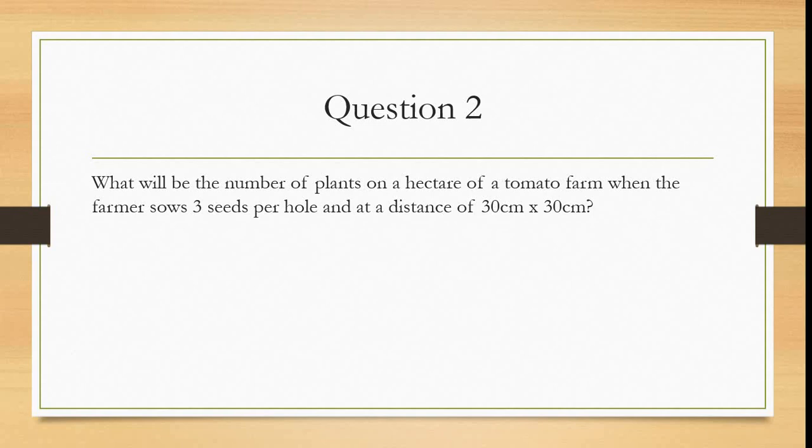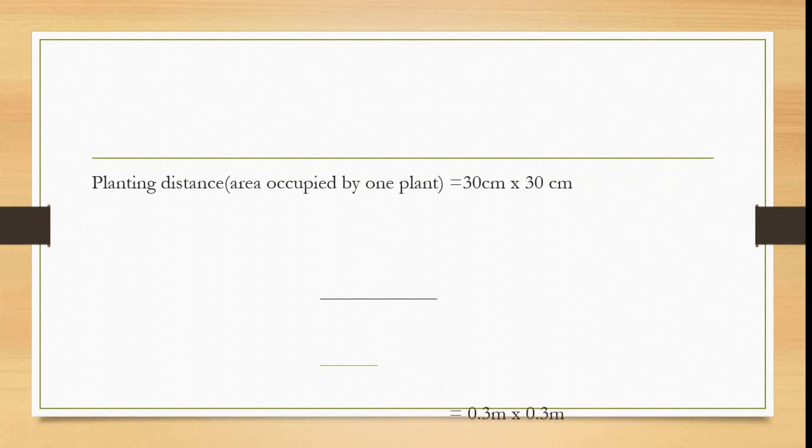All right. So you can convert that to meters squared by applying the rule that says that 1 hectare equals 10,000 meters squared. Now, we tackle the planting distance, we convert everything to meters. We're going to have 0.3 by 0.3. Is that not it? So 0.3 by 0.3 gets 0.09 meters squared. That's the planting distance, or the area occupied by one plant.